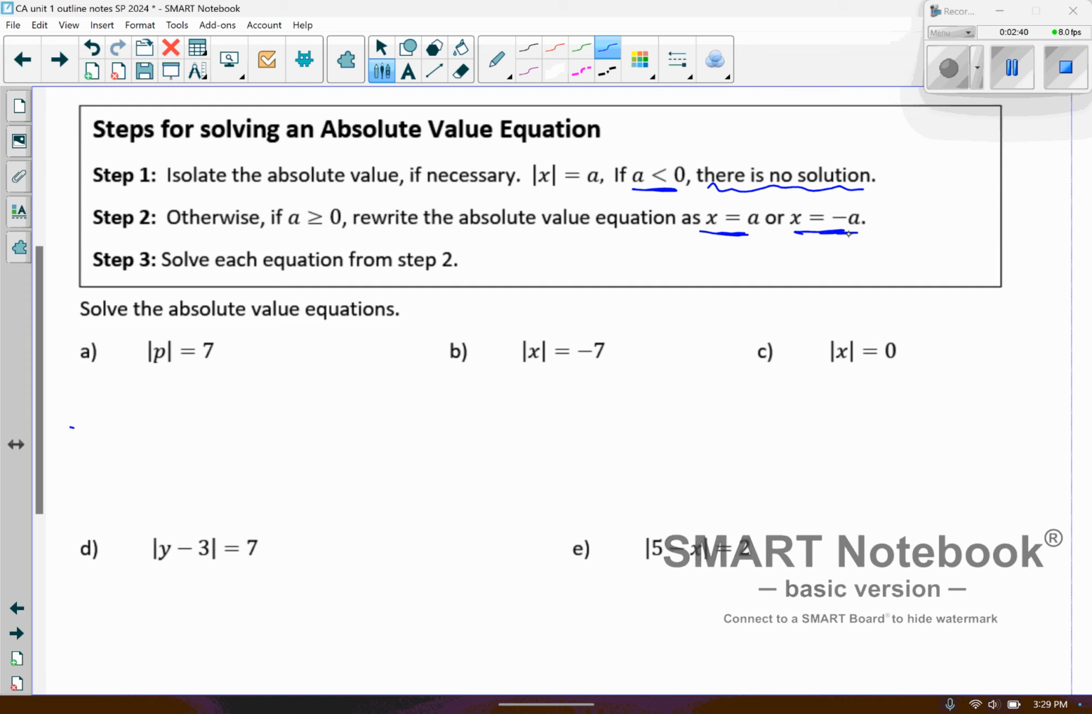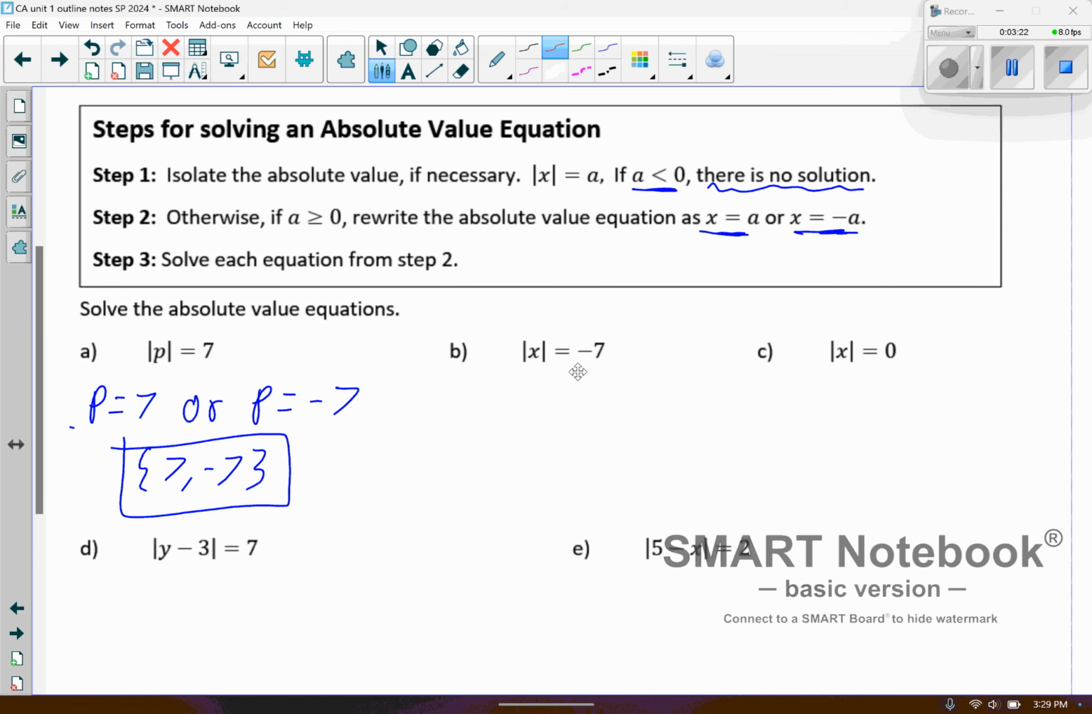Looking at example A right here, we have the absolute value of P equals 7. Well, 7 is a positive number, so I don't have to worry about no solution. So then what I have to do is rewrite this as P equals 7 or P equals -A, which in this case would be -7. And so those are my two answers, 7 and -7. Either one would work. That's why we use the or. When I plug either of those in and take the absolute value, I get 7 for both. Those are both 7 units away from 0.